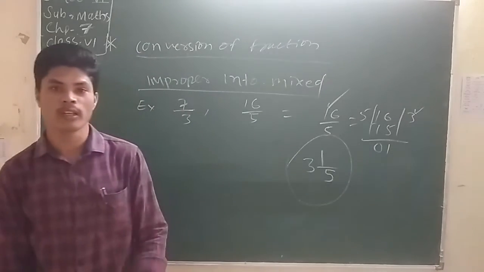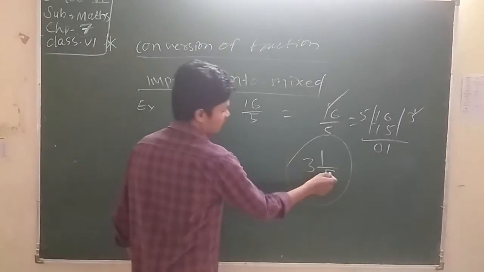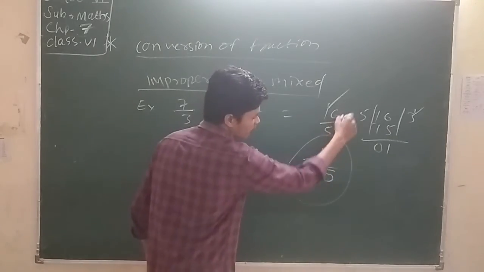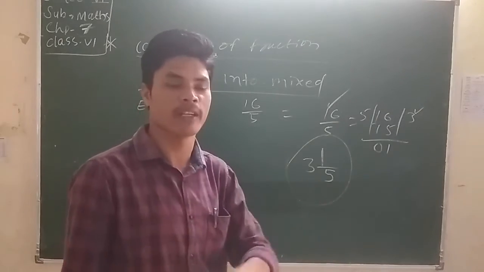Okay. How do you learn it? How do you convert improper into mixed? When you change, 5 times 3 is 15. 15 plus 1 equals 16 by 5. We got that answer. That means we can easily change proper into improper, and improper into mixed.